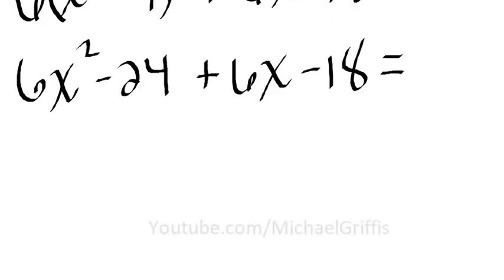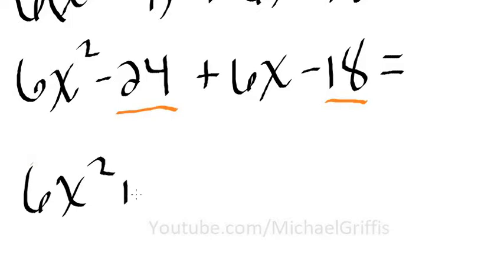Collect up the like terms. What do we got for like terms? We got the 18 and the 24, so we're going to add them together. So we end up with 6x squared plus 6x.